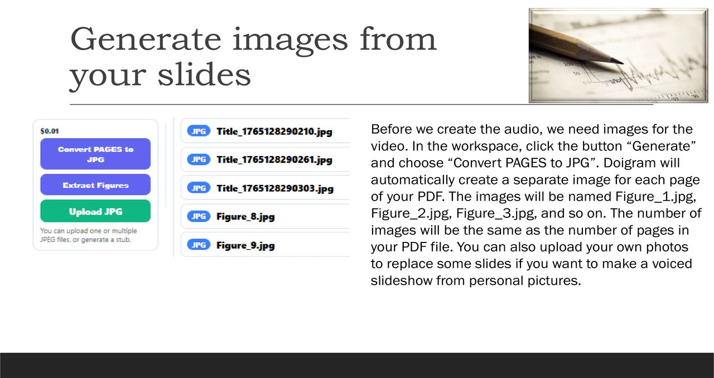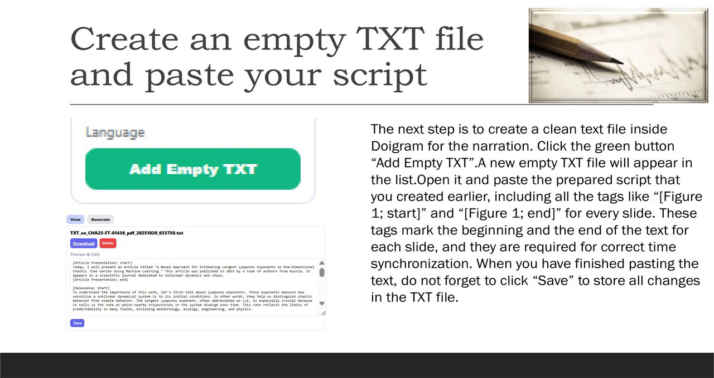Before we create the audio, we need images for the video in the workspace. Select your PDF and click the Generate button in the menu that opens. Choose the option Convert Pages to JPG. Doigram will automatically create a separate image for each page of your PDF. The images will be named figure_1.jpg, figure_2.jpg, figure_3.jpg, and so on. The number of images will be the same as the number of pages in your PDF file. If you like, you can also upload your own photos to replace some of the slides and turn the project into a voiced slideshow made from personal pictures.